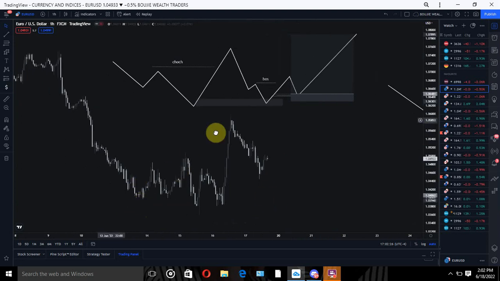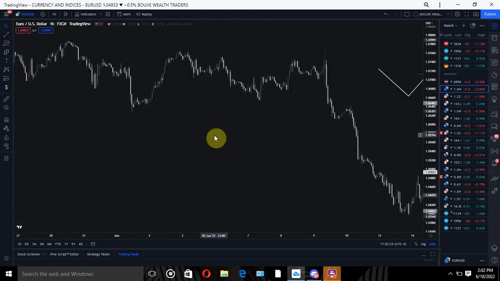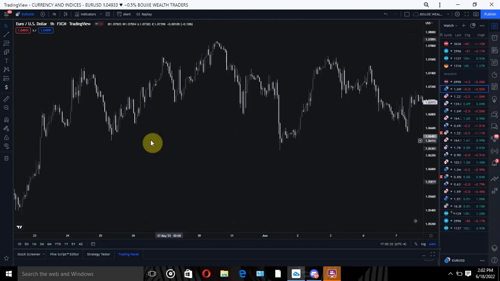Let me show it in an inverse form. What happens is that the market rallied here, created this high here, right? And then this high was taken out by this high. Then this high here was taken out by this high here. Then we just dropped. After we dropped, we created a change of character here.